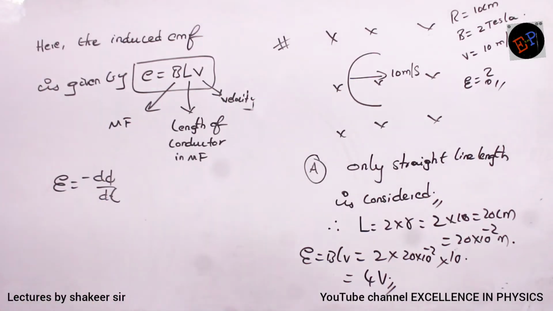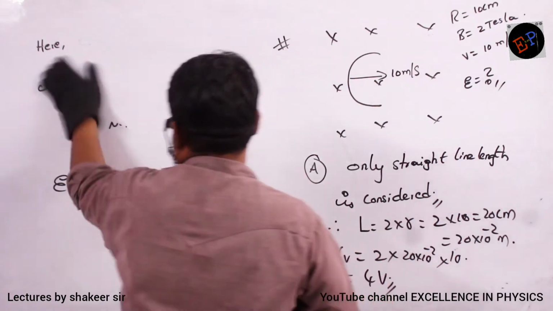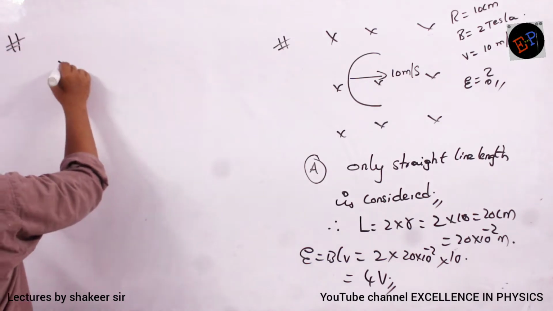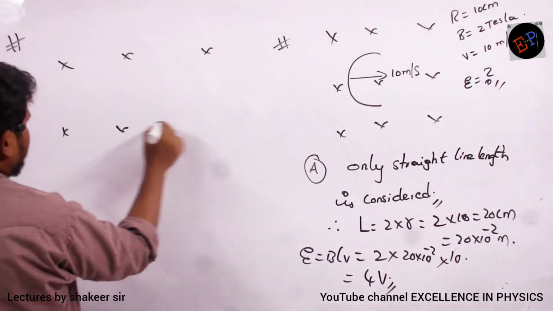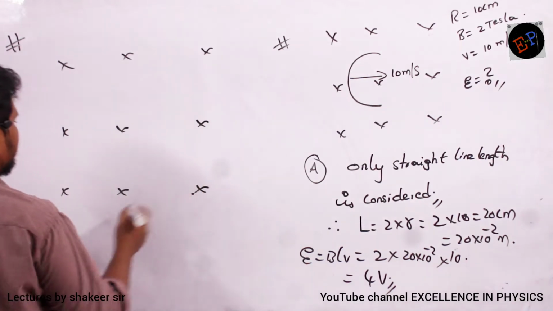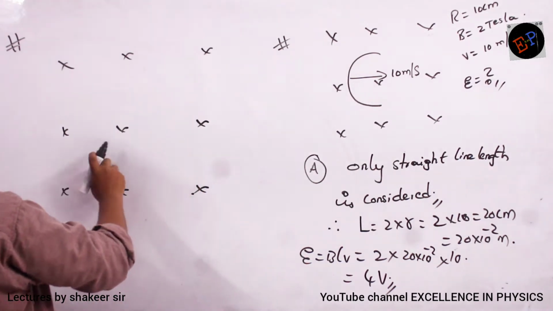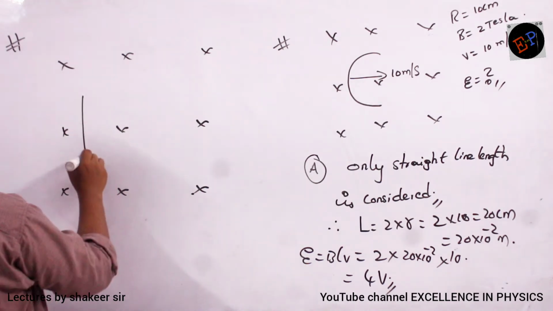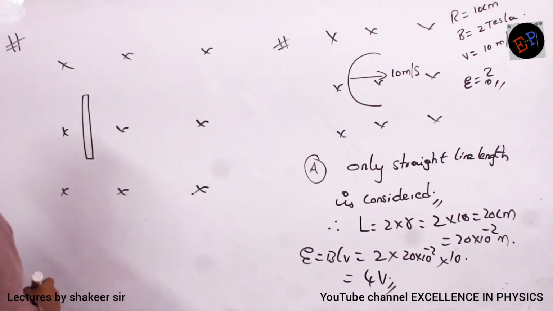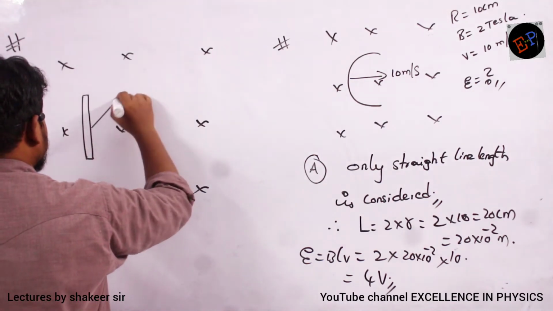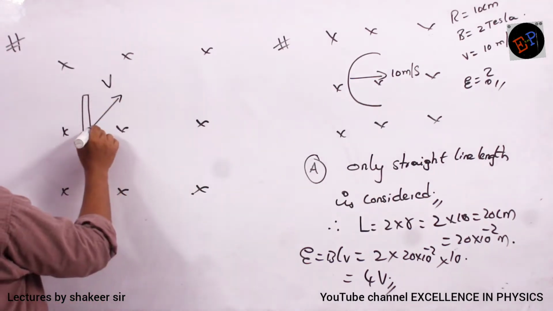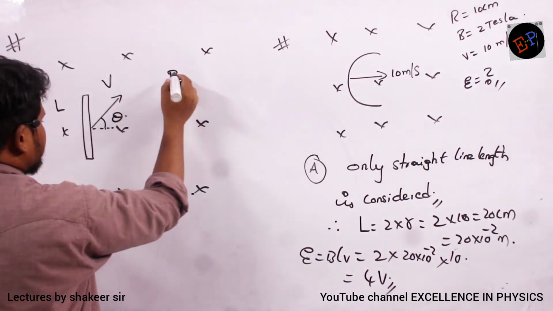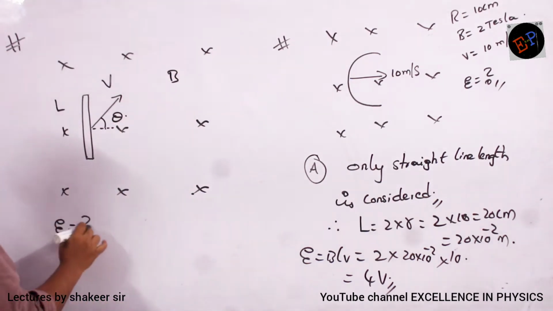Are you able to understand? I will give you one more question, try to answer it. So for example, this is the magnetic field, and this is the conductor. It is moving in this direction with a velocity of v at an angle of theta. Length of the conductor is L, strength of the magnetic field is B. Now can you say what is the EMF induced? Anybody?